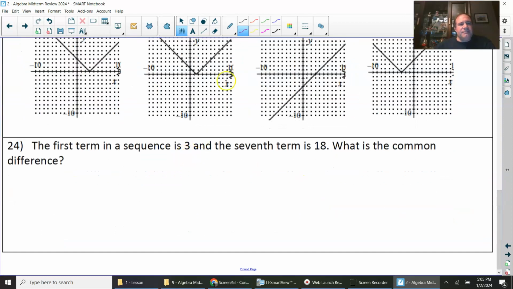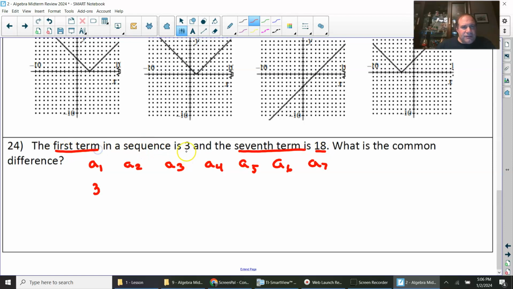So the first term in the sequence is 3. So this is a sub 1. So a sub 1 is 3. A sub 2, we don't know what that is. A sub 3, actually I'm not going to draw a line because it looks messy. A sub 3, we don't know what that is. A sub 4, we don't know what that is. A sub 5, we don't know what that is. A sub 6, and then a sub 7, they give you the 7th term is 18. The first term is 3. So I'm going to put 18 here.